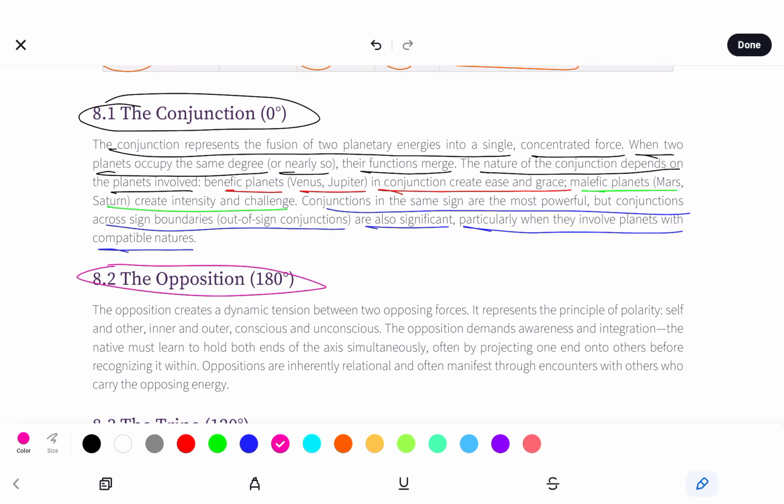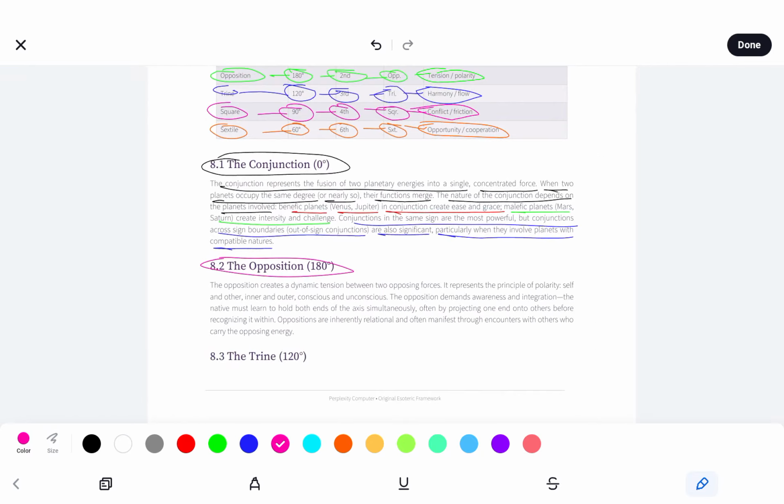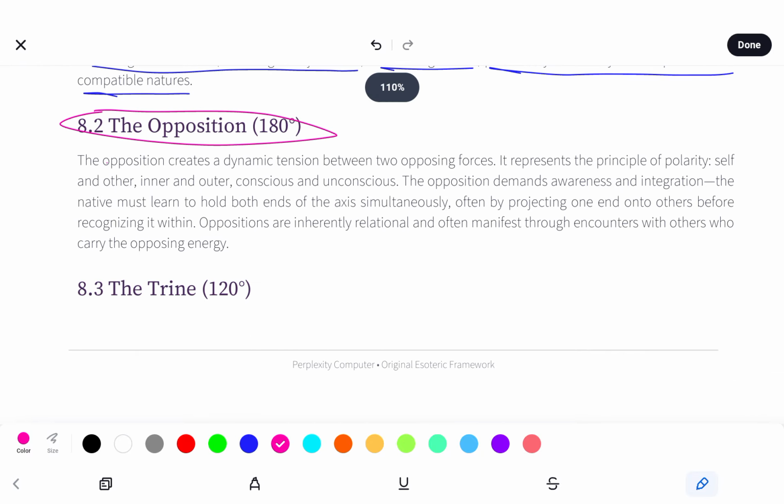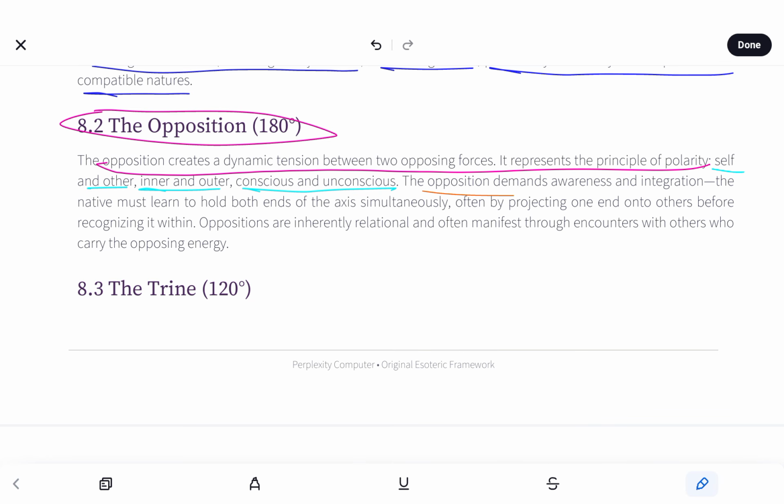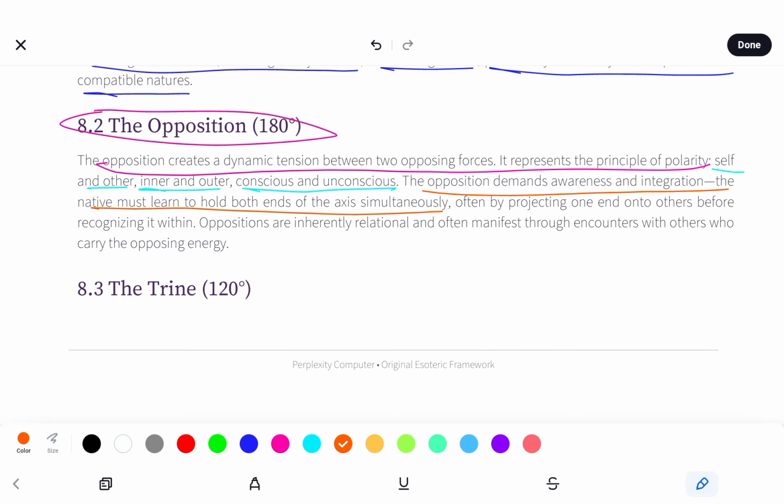The opposition, 180 degrees, creates a dynamic tension between two opposing forces. It represents the principle of polarity: self and other, inner and outer, conscious and unconscious. The opposition demands awareness and integration. The native must learn to hold both ends of the axis simultaneously, often by projecting one end onto others before recognizing it within. Oppositions are inherently relational and often manifest through encounters with others who carry the opposing energy.